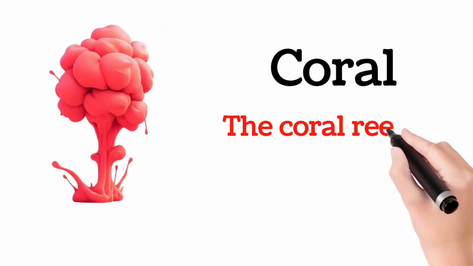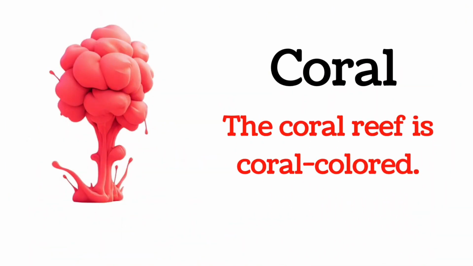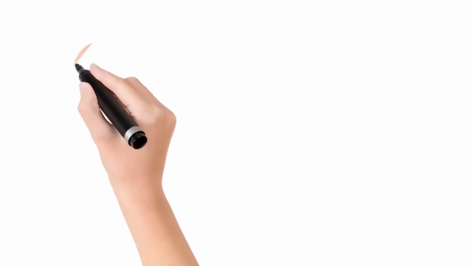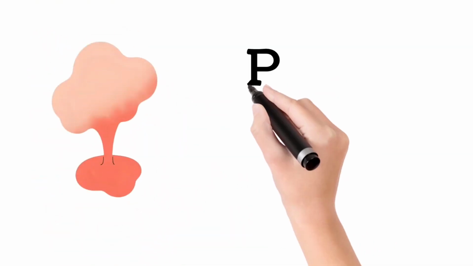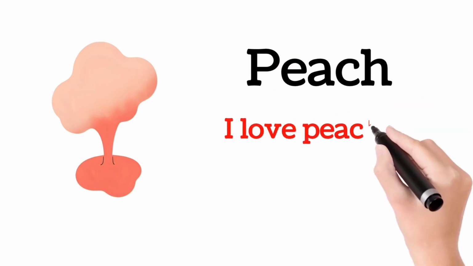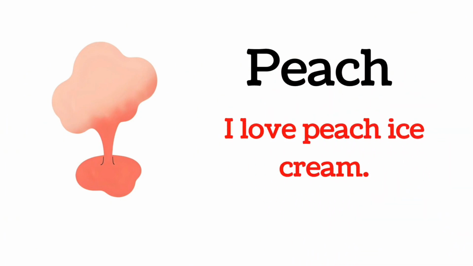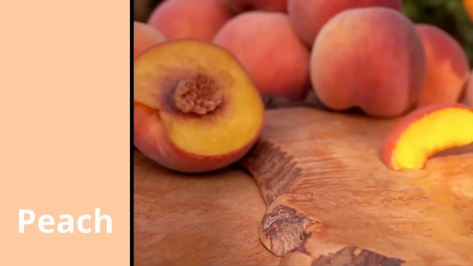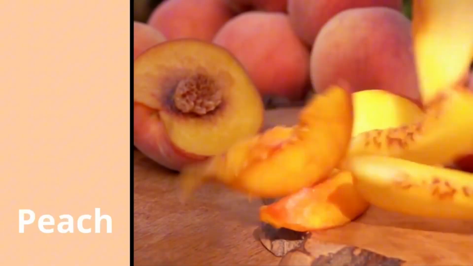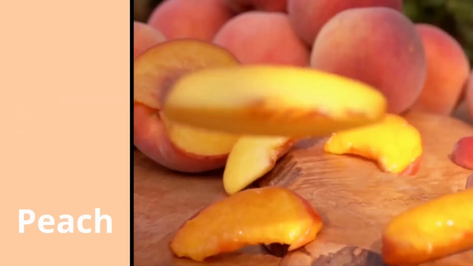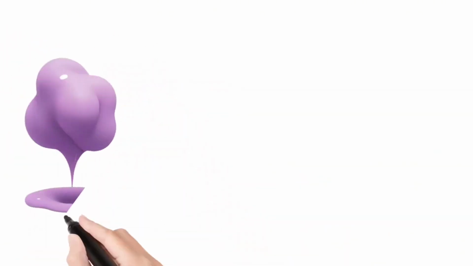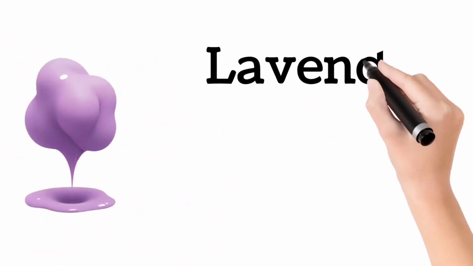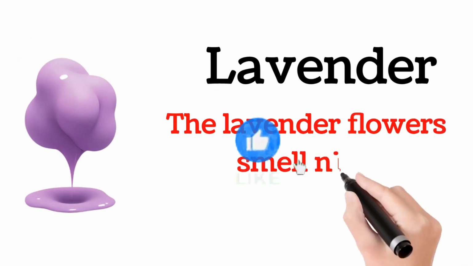Coral. The coral reef is coral colored. Peach. I love peach ice cream. Lavender. The lavender flowers smell nice.